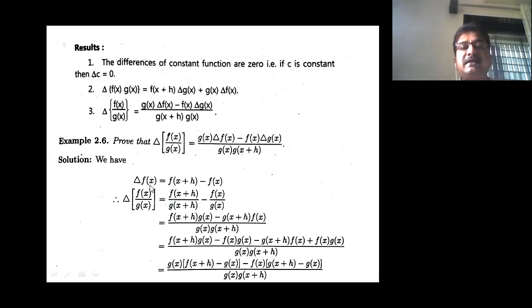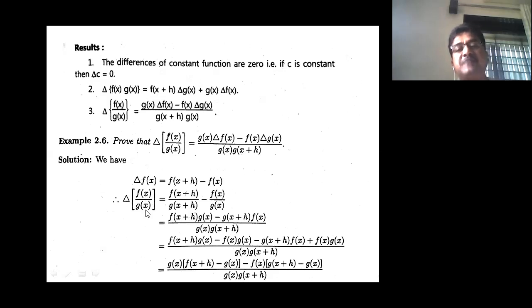So like delta f(x), what is it? f(x plus h) means the value of this function at the next point. So what is the value of f(x) by g(x) at the next point? It is f(x plus h) divided by g(x plus h), and minus the value at the same point. Okay, so don't write this as f(x plus h) minus f(x) divided by g(x plus h) minus g(x). This is the value of delta f(x) by delta g(x).